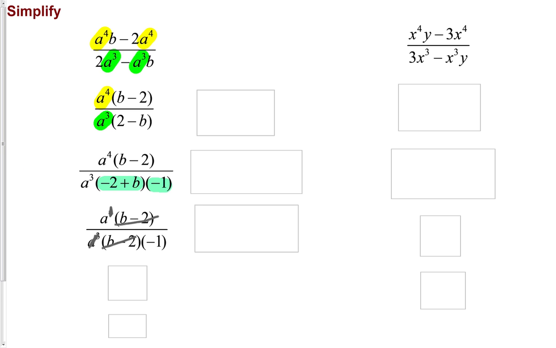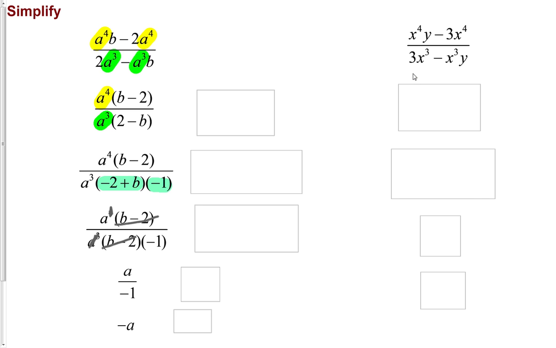And we're still left with our negative 1 here, so we'll leave that there. So we have a over negative 1 all left, and that simply goes down to negative a. So this big nasty expression simply boiled down to negative a if you factor it all correctly.